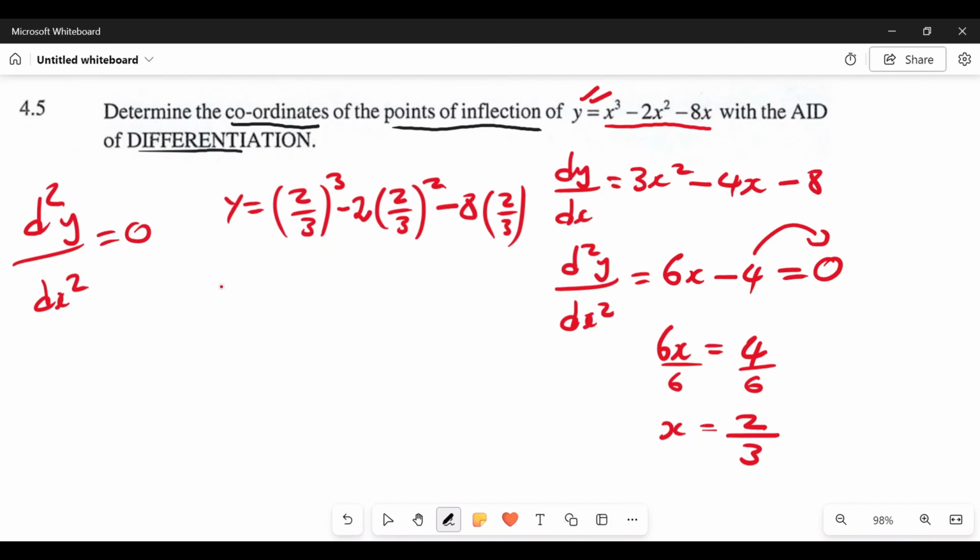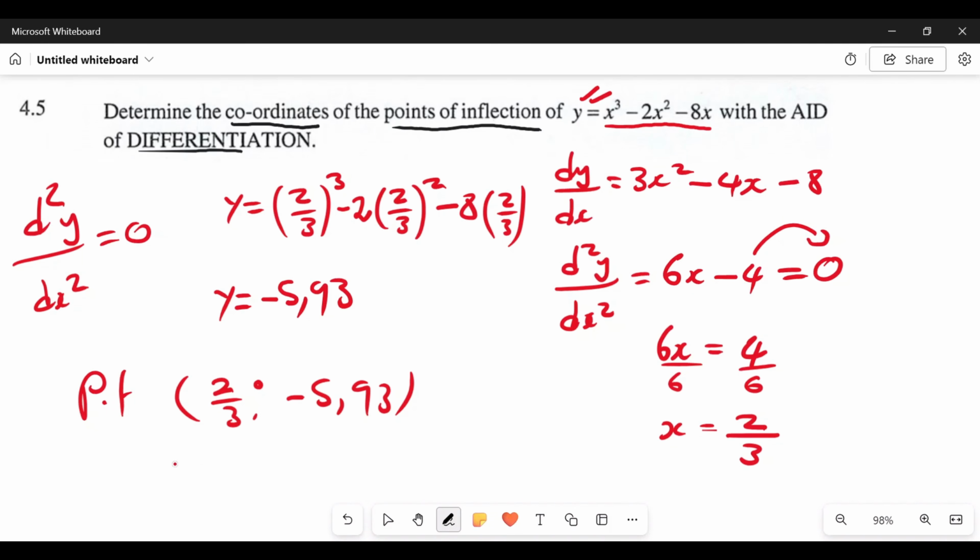Right. So you punch this on a calculator. Now this is your y coordinate of the point of inflection. So you can say the point of inflection is 2 over 3, that is your x, and your y is negative 5,93. Or you can write this as 0,66 for your x, and your y is negative 5,93. So your x is this and your y is that.